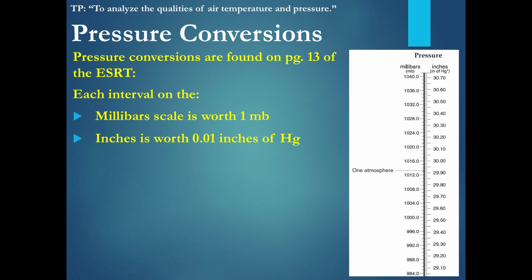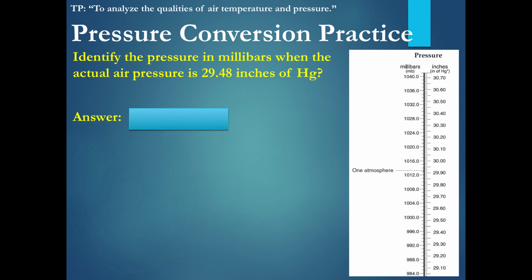Last thing I want to mention is the conversions for pressure. Pressure conversions are found on page 13 of your ESRT. Each interval on the millibar scale is worth 1 MB, and each interval on the inches is worth 0.01 inches of Hg. Let's practice one together. Identify the pressure in millibars when the actual air pressure is 29.48 inches of Hg.